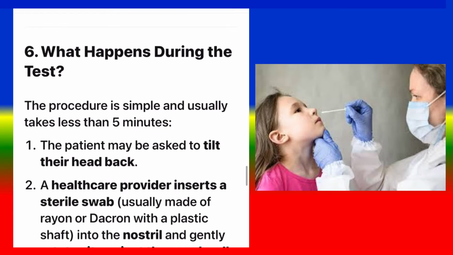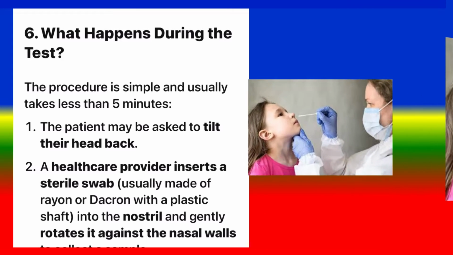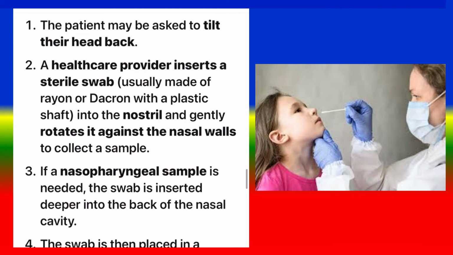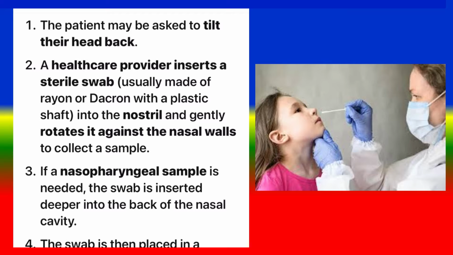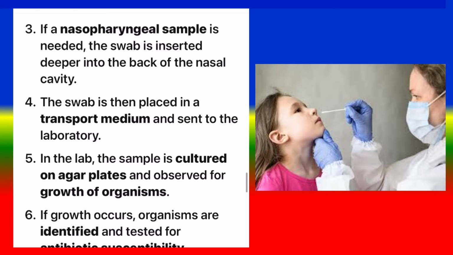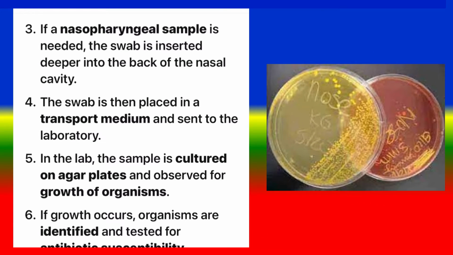6. What happens during the test? The procedure is simple and usually takes less than 5 minutes. 1. The patient may be asked to tilt their head back. 2. A healthcare provider inserts a sterile swab, usually made of rayon or Dacron with a plastic shaft, into the nostril and gently rotates it against the nasal walls to collect a sample. 3. If a nasopharyngeal sample is needed, the swab is inserted deeper into the back of the nasal cavity.